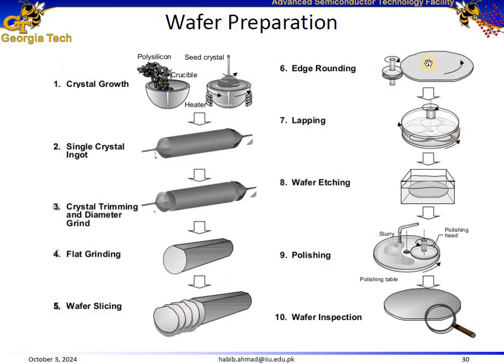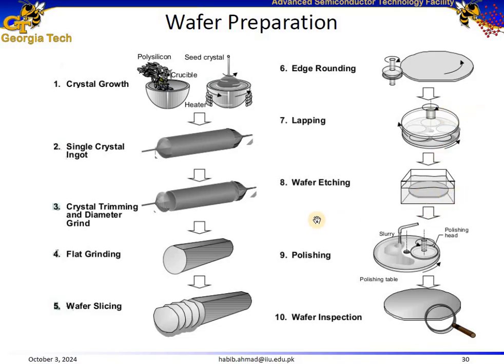Then we proceed with the edge rounding. The edges of the sliced wafers are rounded using a grinding process. This helps to prevent edge chipping and reduce the risk of wafer breakage during handling. The next step is lapping. After edge rounding, the wafer undergoes lapping, a mechanical process where both surfaces are polished. In some cases, just one surface is polished. In other cases, both surfaces are polished to reduce surface irregularities and thickness variations.